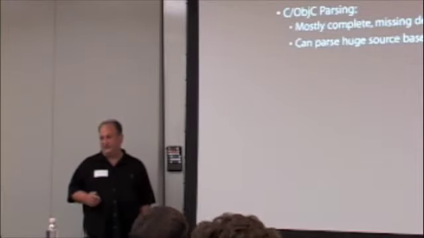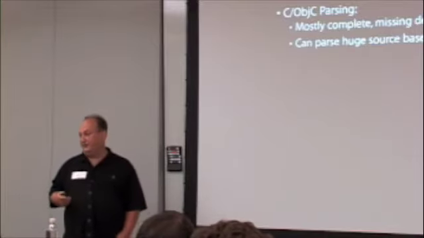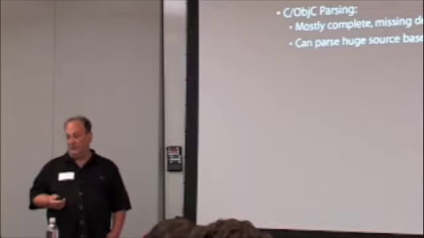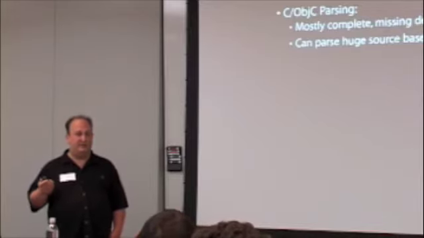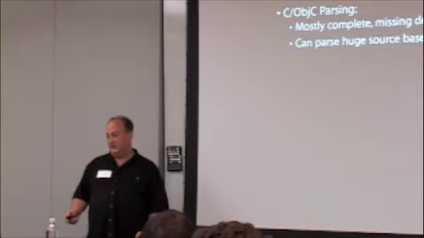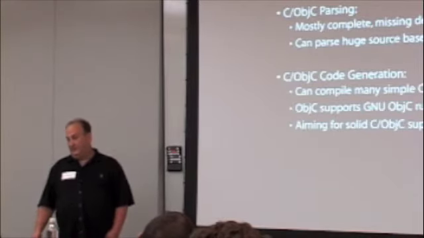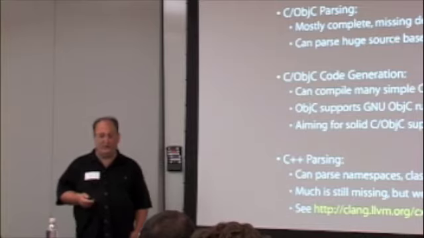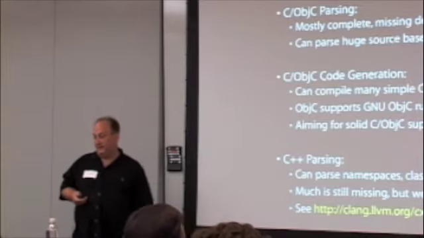Status: C and Objective-C parsing are mostly complete. We have some missing details with variable length arrays and some GNU extensions. We can parse huge source spaces, and we're very excited about it, and a lot of people in the community have helped make that so. I don't need to repeat that since I'm running on time. And for C++ parsing, Argyris is doing some really great work to start enabling C++.